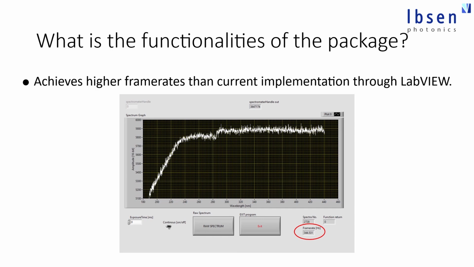Moving on, we also achieve higher frame rates using this software package. Generally we see frame rates of around 340 Hz with a 2048 pixel detector. So that's around 100 Hz more than we see with our evaluation software. But of course that depends a bit on the exact implementation, and also on what computer is being used, just to ensure that that is not the bottleneck of the whole system.